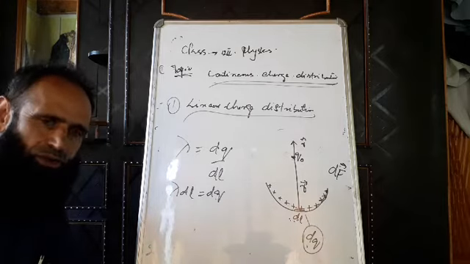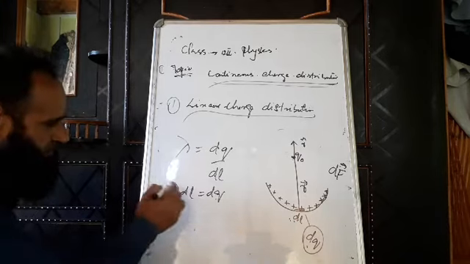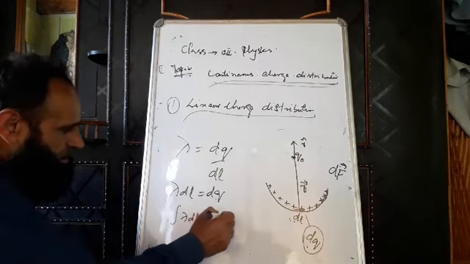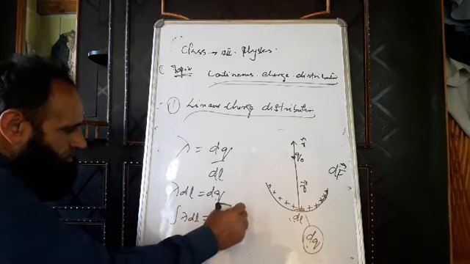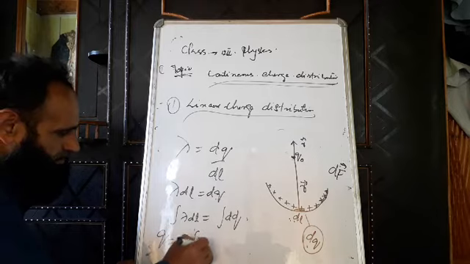Hence, the total charge on it we may find by integrating. Integral of lambda dl is equal to integral of dq. That would be q is equal to integral of lambda dl. It is the total charge.